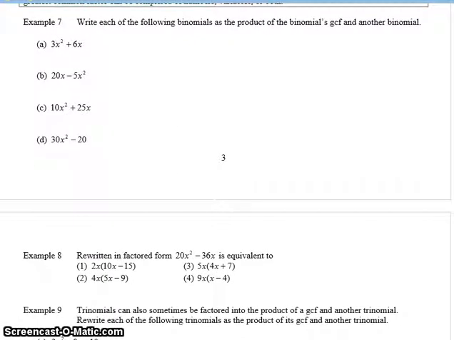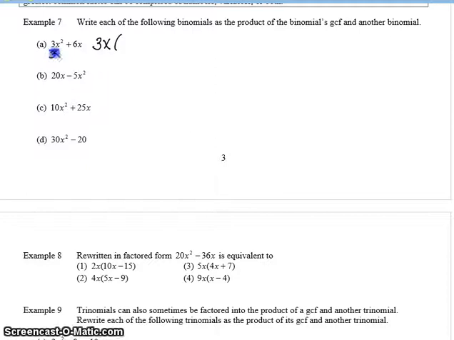Example 7. Write each of the following binomials as the product of the binomial's GCF and another binomial. So this is exactly what we did up top. But now you have a number and a variable that can come out. Now remember, this one has 2 of them because it's x squared. This one has 1. You can only take 1 away. You can't take 2 out of something that only has 1.